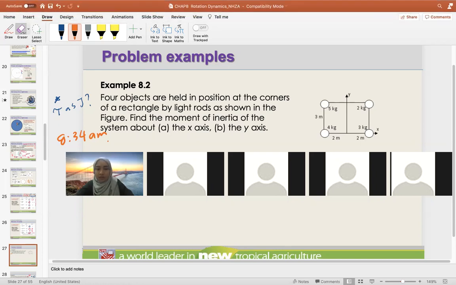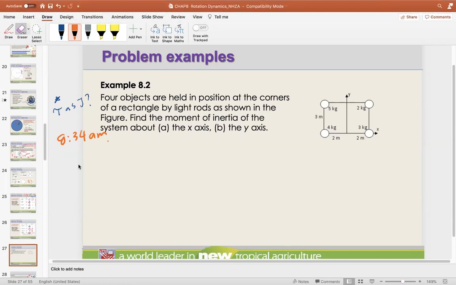Okay, for the answer, can I get Reza and Saharul? Reza for x-axis, Saharul for y-axis. Are you guys there? Yes. Okay, siapa tu? Reza. Okay, Reza, your x-axis, right?